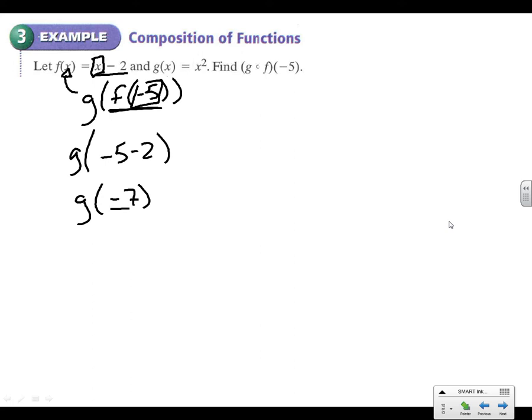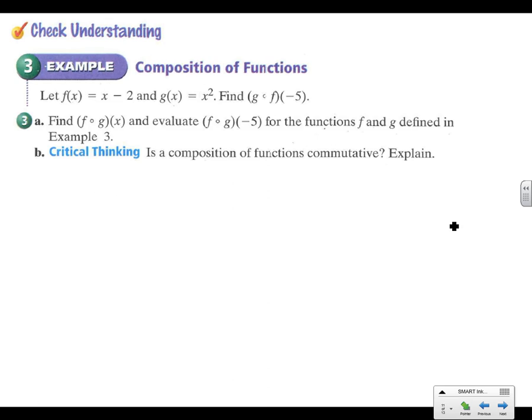Now we take negative 7 and plug it in here for g of x. So it's negative 7 squared. We take the negative 7, plug it in for x, and the output is positive 49. All right, so see if you can work that through for understanding check number 3.